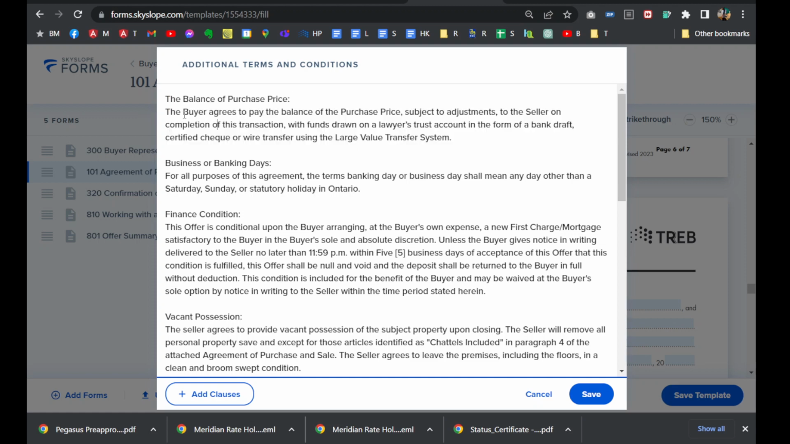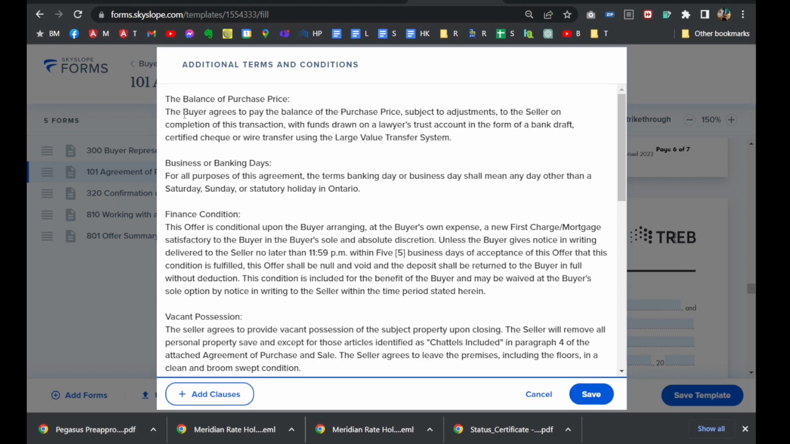The buyer agrees to pay the balance of the purchase price. So the offer price, the final price that you agree on, subject to adjustments. So adjustments will be made by lawyers. For example, let's say the seller paid the whole year property tax in advance, then you'll probably pay them some of that back, or vice versa, to the seller on the completion of this transaction.